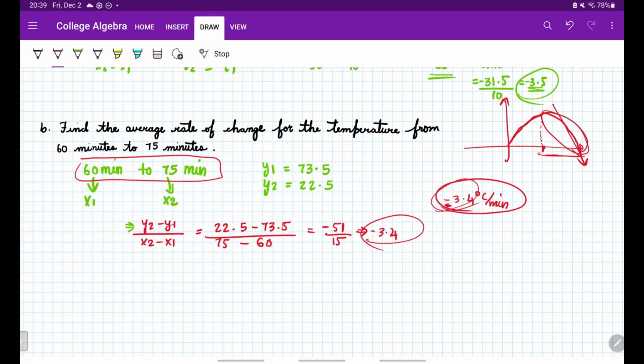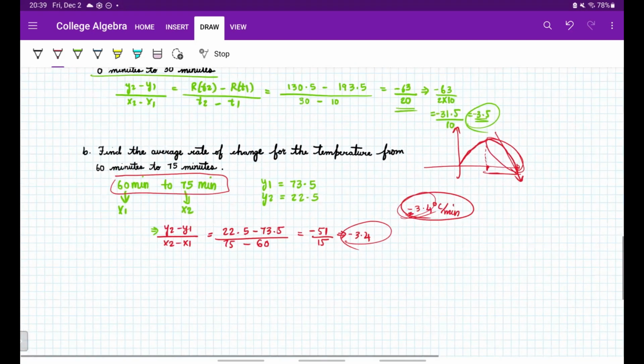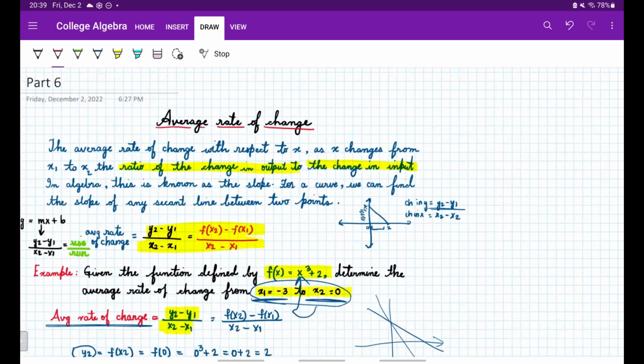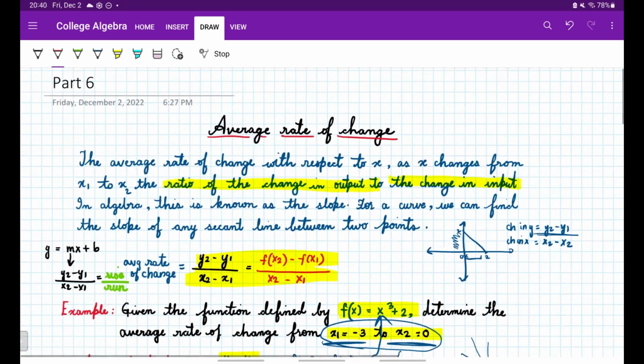It's the same thing as your speed when you're driving. Your slope is going to be negative when you're slowing down, when you press the brake, but as you're accelerating, your slope is positive for your function. That means you're speeding up. So that is the end of average rate of change, and I will see you in the next one.